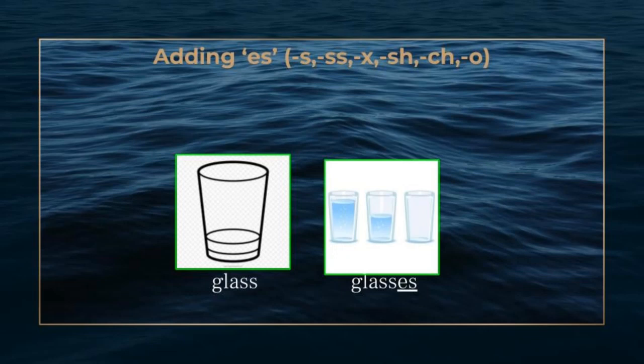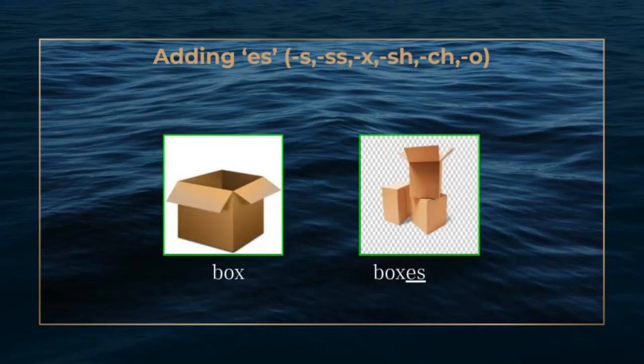Because look at the last letters of the word glass. The word glass ends with ss. If a singular noun ends in ss, we have to add es. So, glass is a singular noun. The plural form is glasses. Students, if a singular noun ends in x, we have to add es. If a singular noun ends in the letter x, we have to add es.